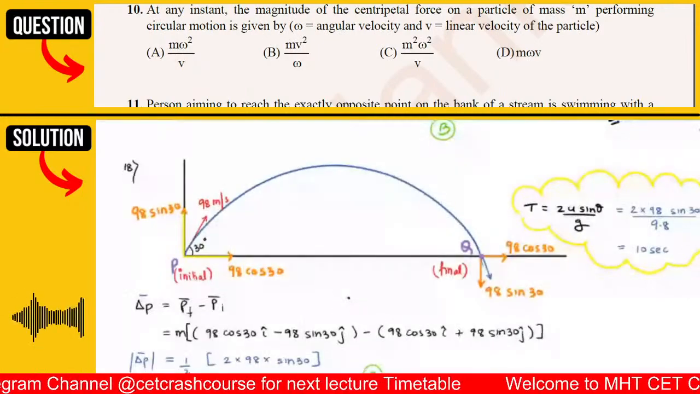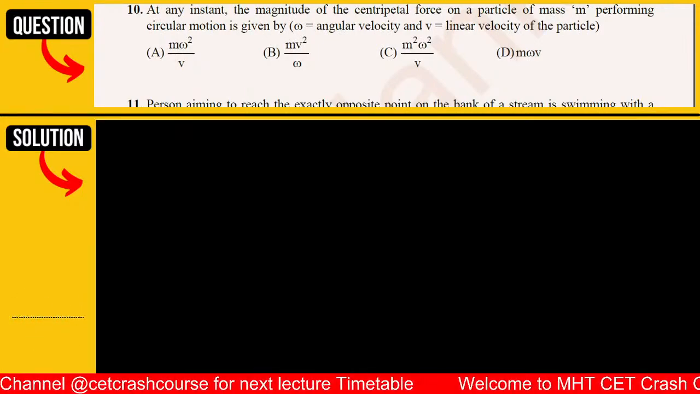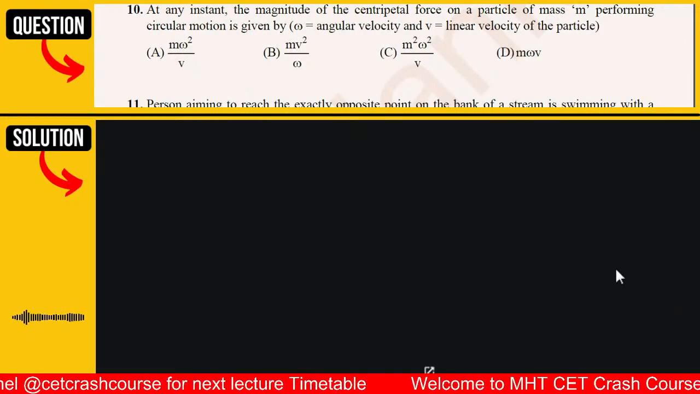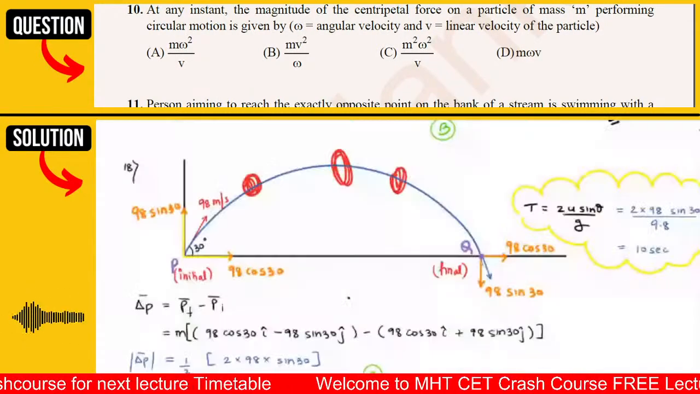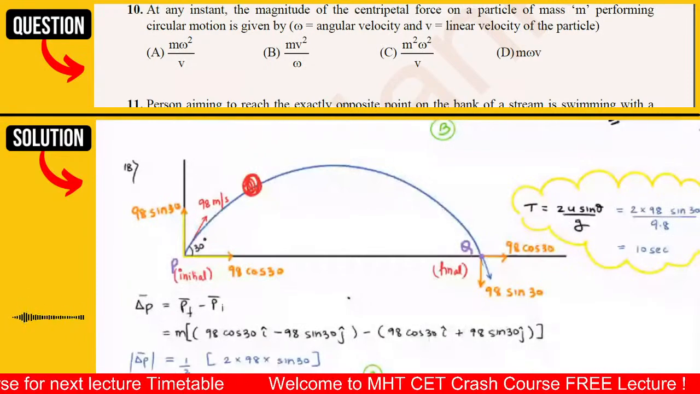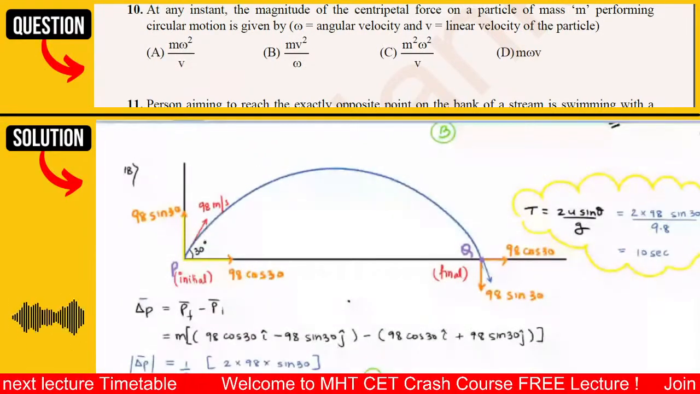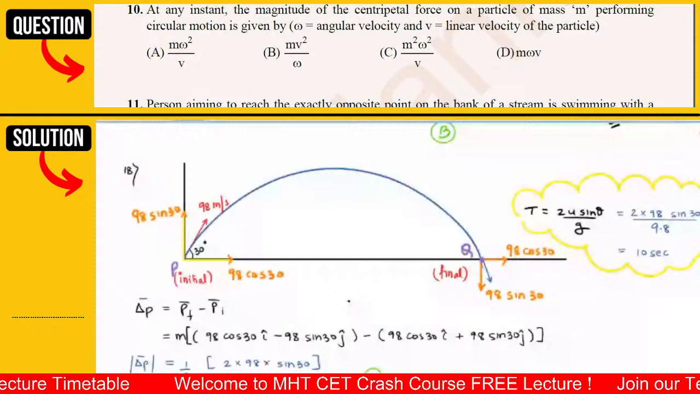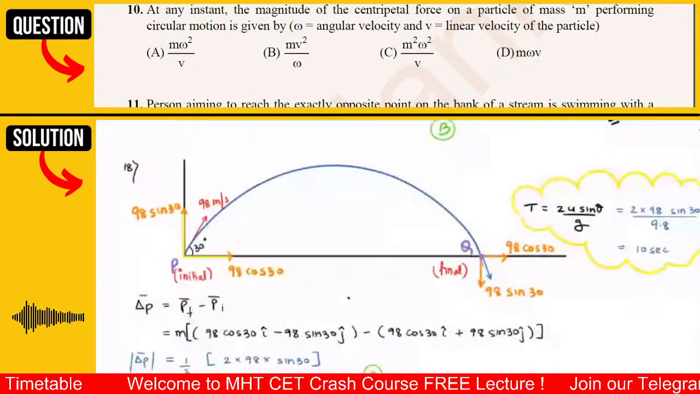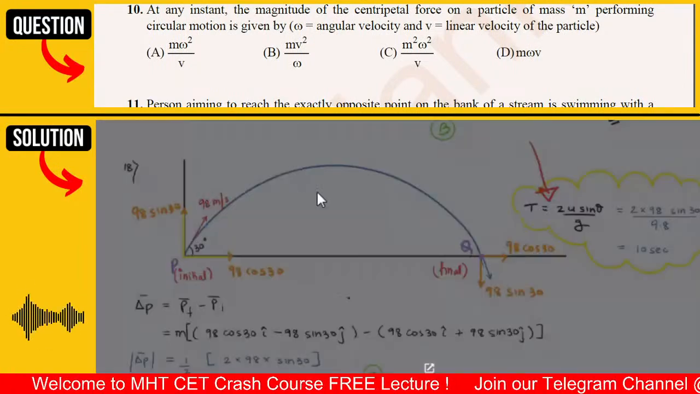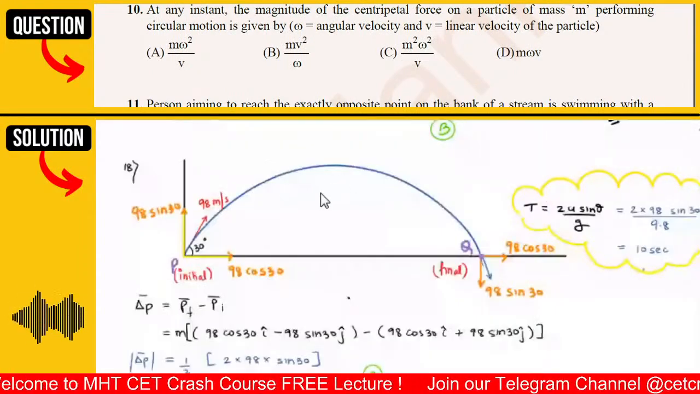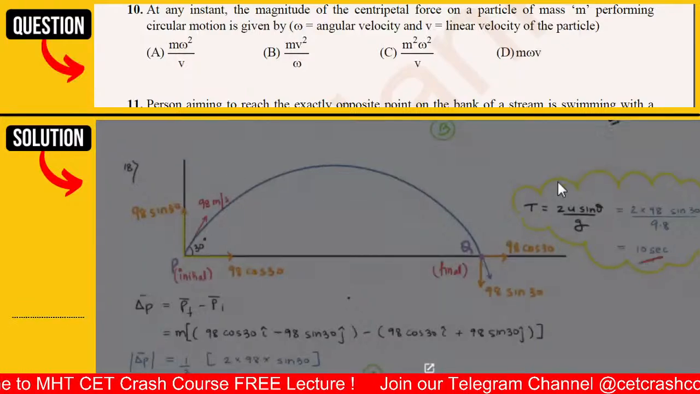It could also be that after 10 seconds the particle is here, or here, or anywhere else. So first we have to find the location of the particle after 10 seconds. We have used the formula for time of flight, and when we substitute it, we are getting the answer as 10 seconds itself.